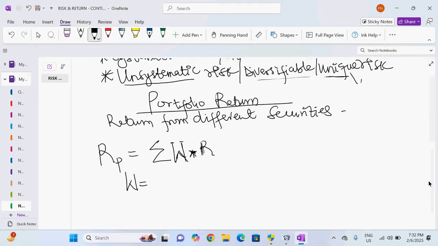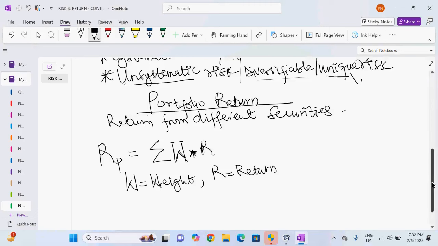Okay. So the portfolio return is basically the overall return on the investment, which is a collection of various financial assets, such as stocks, bonds, and other securities. So this is the formula for the portfolio return: the summation of the weight multiplying the return. The W is weight, and R is your return.